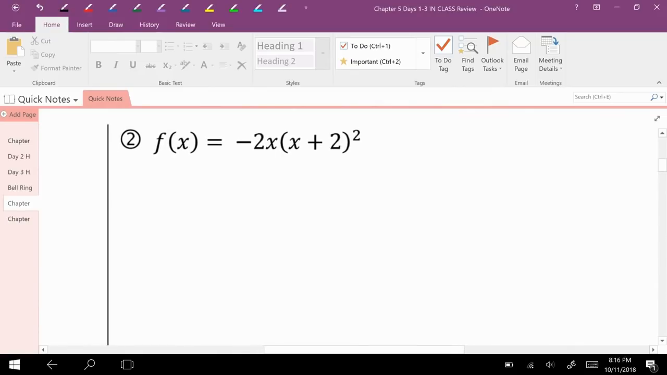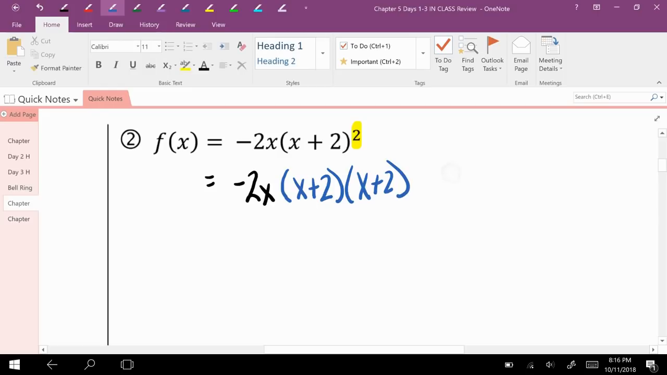Here, now this one's kind of a little bit of a different situation because this guy has a squared. We cannot, again, we cannot distribute this in until we write out this first. We first have to rewrite it. So I'm going to put equals negative 2x. Now this part's changing in blue. It's going to become x plus 2 times x plus 2, because that's what this squared means. If I said 3 squared, that's going to get me 3 times 3. So x plus 2 squared is going to get me x plus 2 times x plus 2.